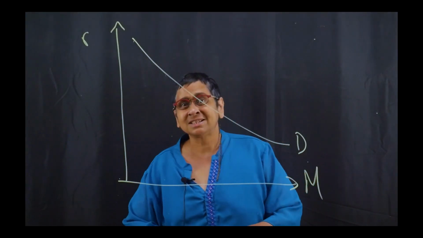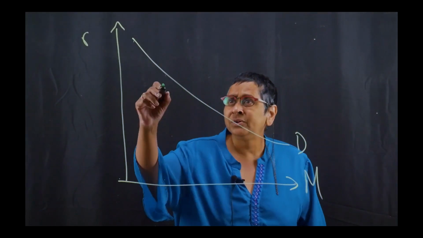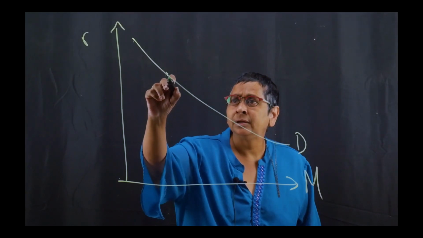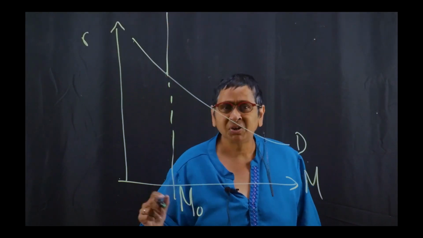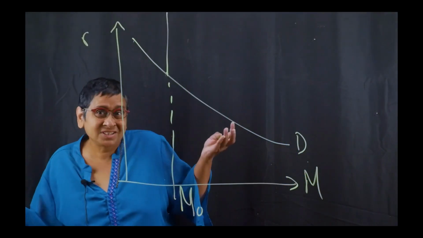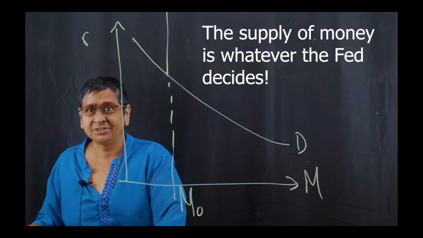And then you've got the supply of money, and conventionally we're going to say that the supply of money is given because it's controlled by the Fed. So what is the supply of money? We're going to argue the supply of money is whatever the Fed decides it is.